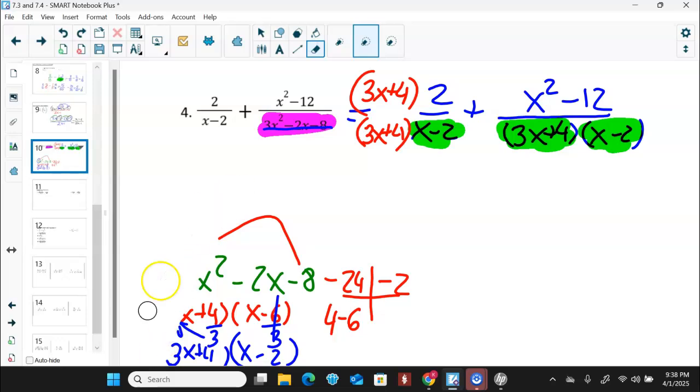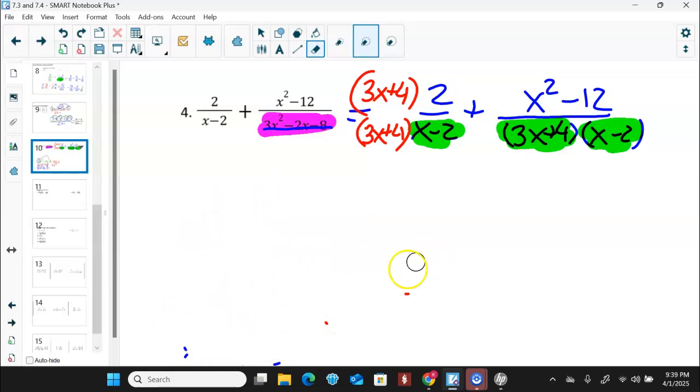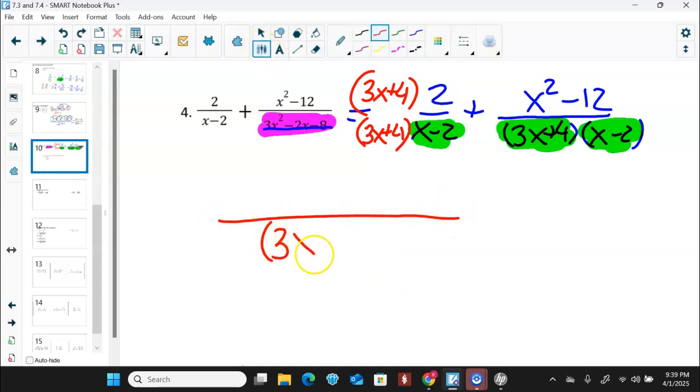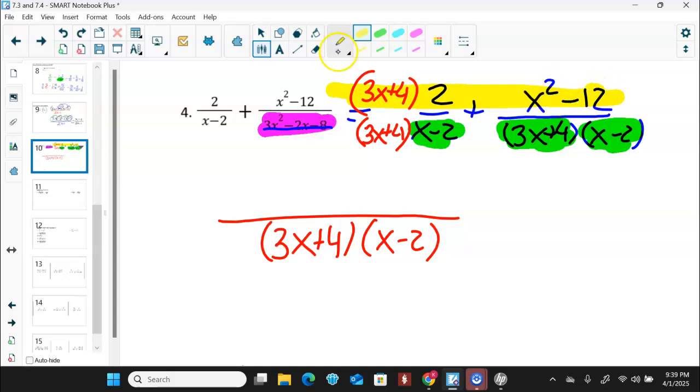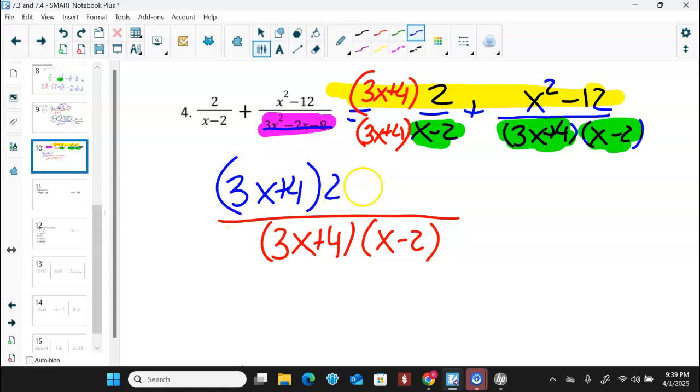Now, at this point, I got the same bottom, so I can put it into one big fraction. And again, I am only writing the bottom one time, 3x plus 4, x minus 2. And on the top, I'm going to take the entire top right here and put it together into one line, okay? So 3x plus 4 times 2 plus x squared. And again, this is a separate fraction, so I'm going to keep it in a parenthesis so I don't get confused.